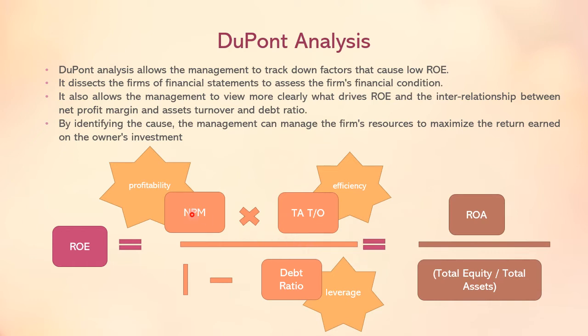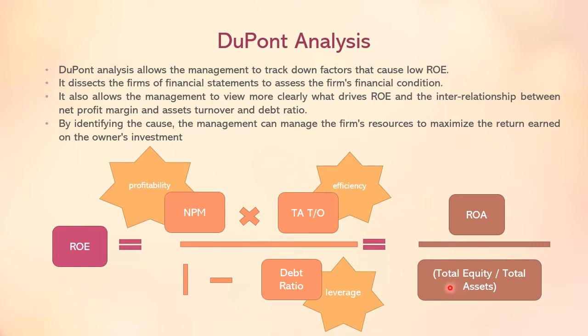If you multiply NPM with the total assets turnover, NPM times total assets turnover, you should get ROA, which is another form of profits. 1 minus debt ratio can also be derived by dividing total assets with total equity. You should get the same amount here.